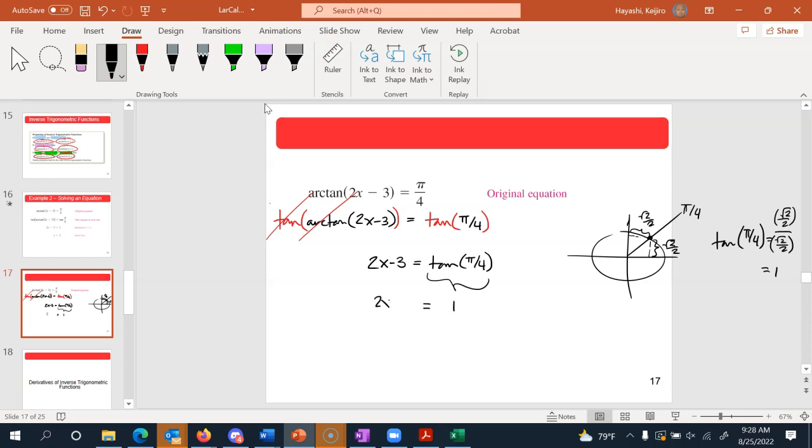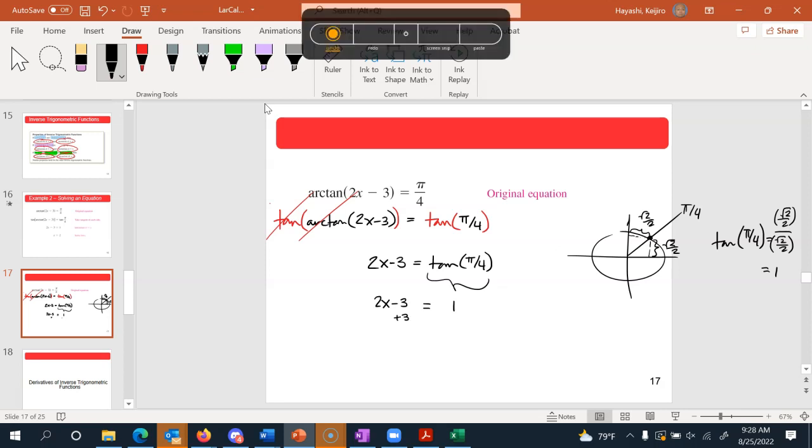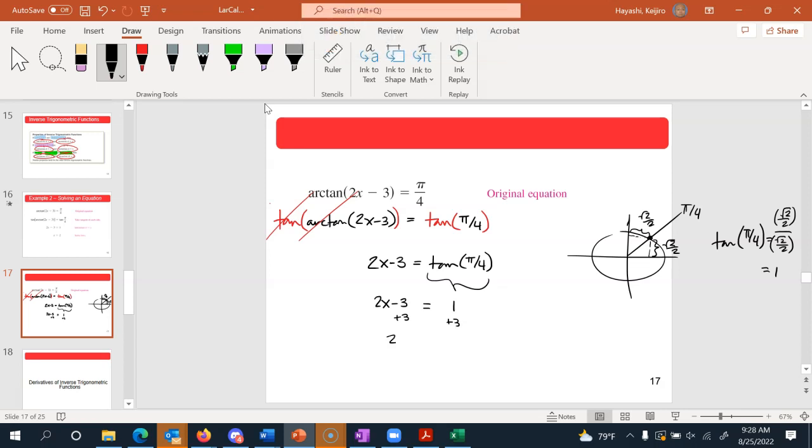So this actually turns into a very simple equation. 2x minus 3 equals 1. Okay, add 3. Get 2x equals 4. Divide by 2. Get x equals 2.